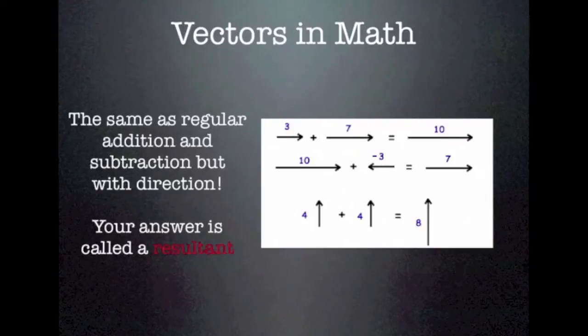And the last one, it works the same in up or down. So we can say that this person moved 4 meters north, and then they moved another 4 meters north, and their resultant would be 8 meters north.